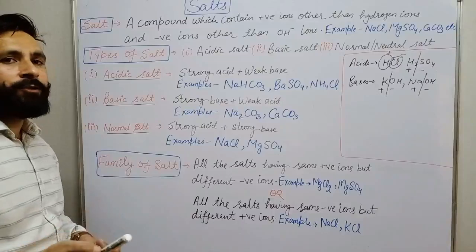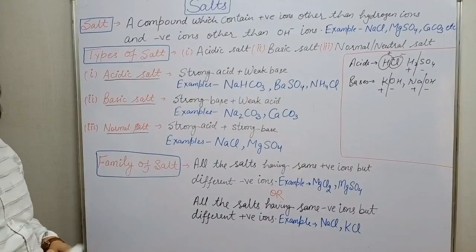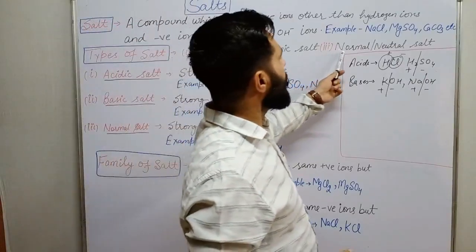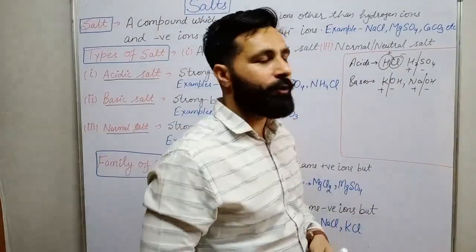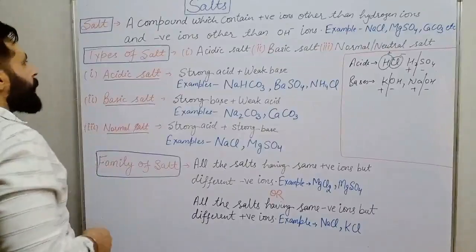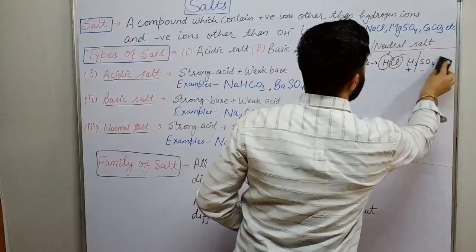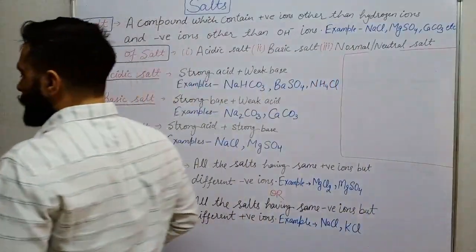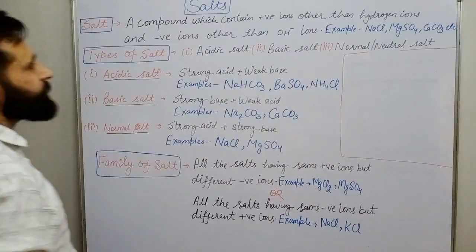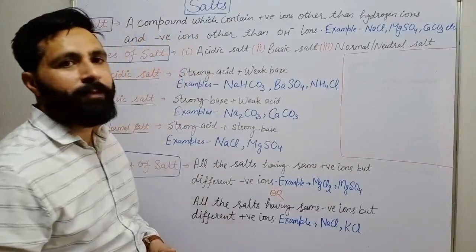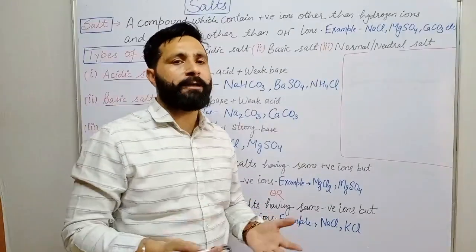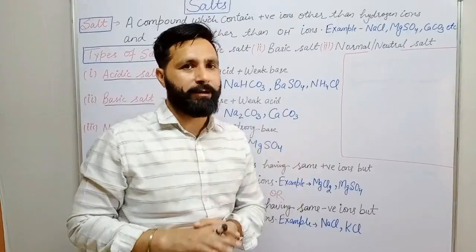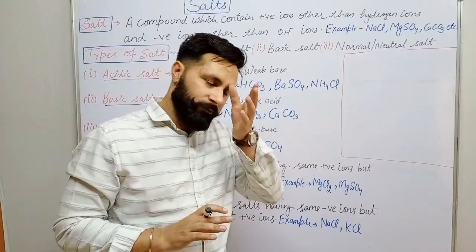So next question is, how many types of salts are there? These are acidic, basic and normal salt, or you can say neutral salt. So beta, what is an acidic salt? You know about the neutralization reaction. What is a neutralization reaction? When acid and base react together to give salt and water.